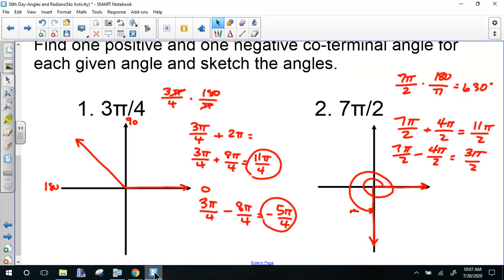Just to show you that it works, if I draw 3 pi over 2 as an angle, and I start here, 3 pi over 2, that's 1.5 pi. So 1.5, my line's going to be here, which is the same as 7 pi over 2.